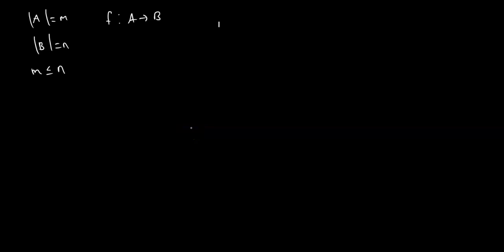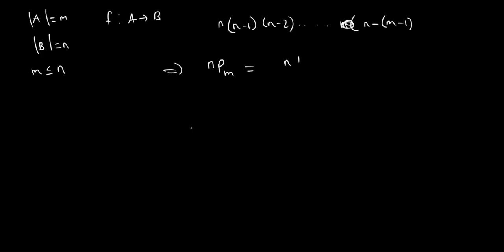As we have seen, the total number of 1-1 functions is n into n minus 1 into n minus 2, up to n minus m plus 1. So this is the number of 1-1 functions, and this can be put like this also: nPm, which is n factorial divided by n minus m factorial, where n is the cardinality of B and m is the cardinality of A.